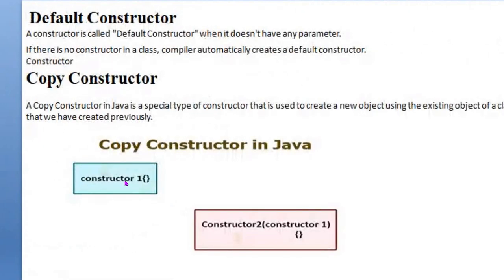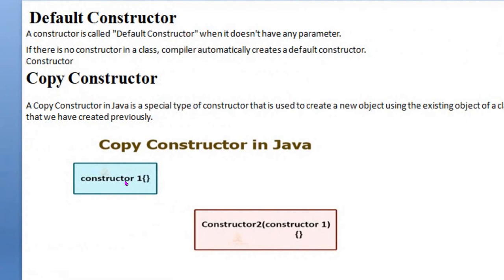So first is default constructor. When there is no constructor in the class, then the JVM itself creates a default constructor. Default constructors are not visible in the coding. These are created by Java when there is no constructor in the class.